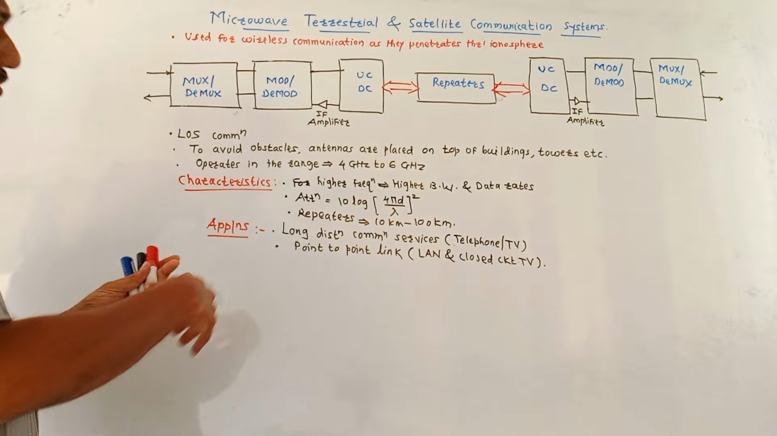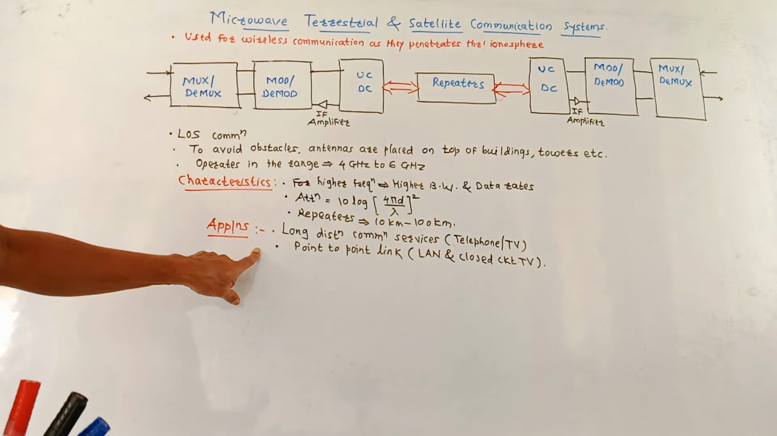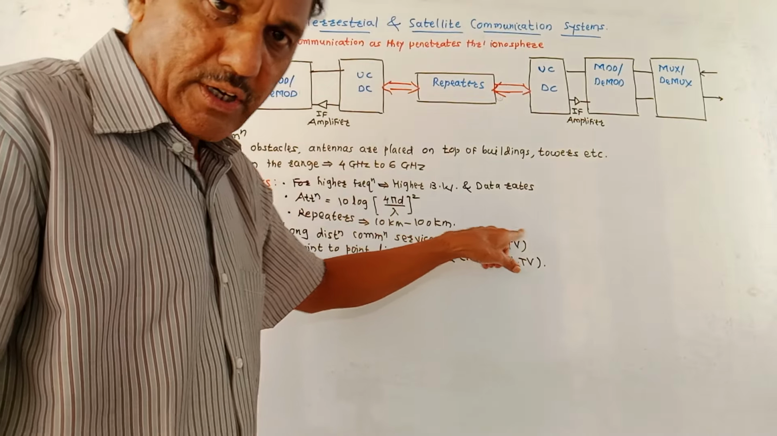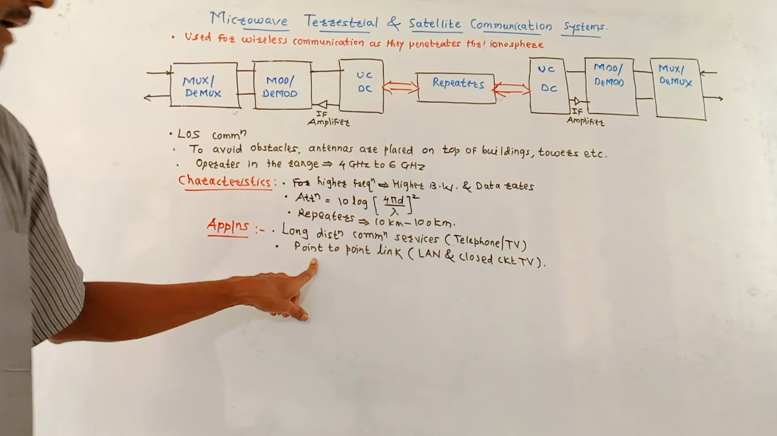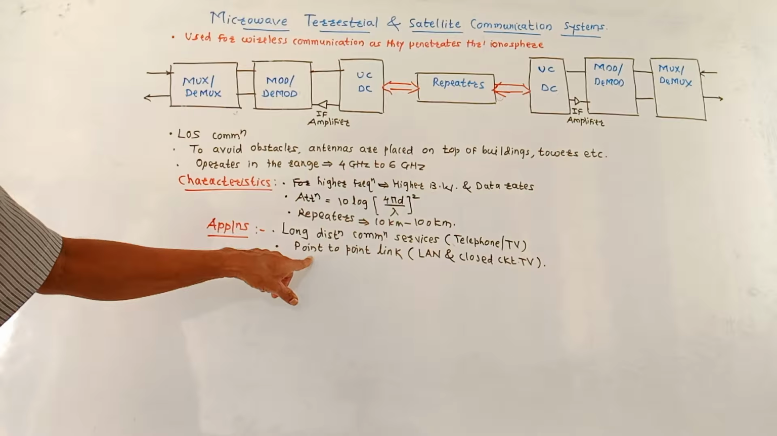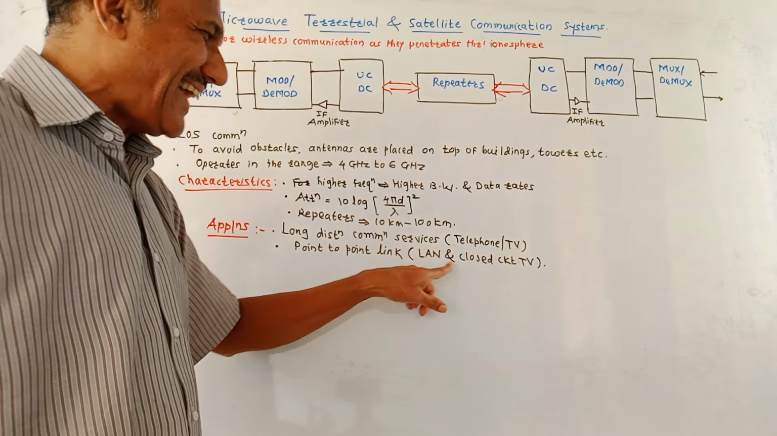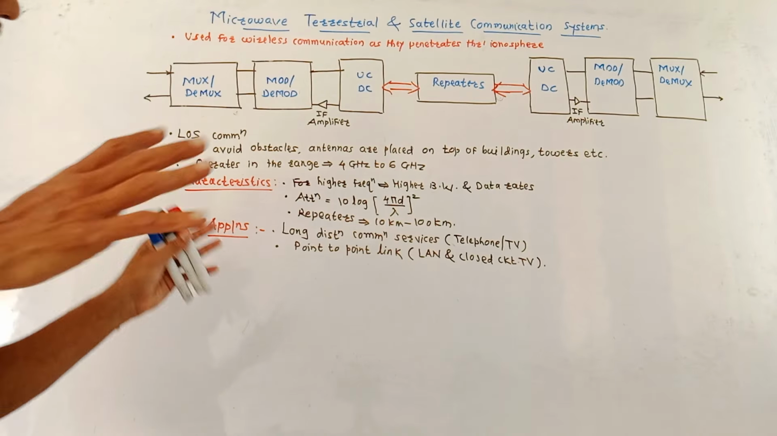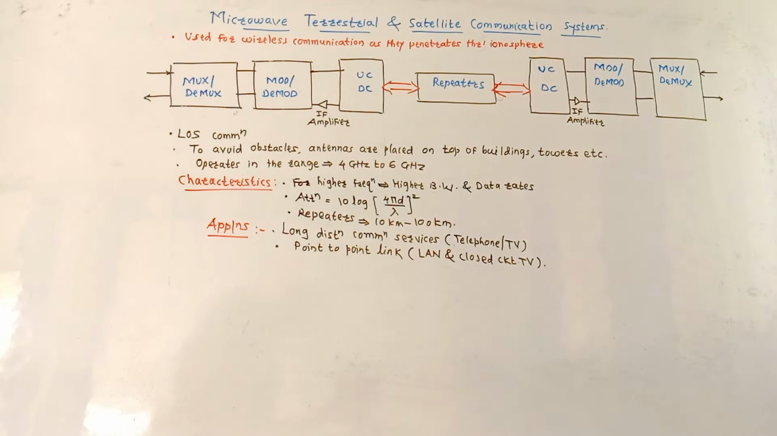Then the applications of this terrestrial communication system are long distance communication services, for example telephone and television services. Then for short distance communication, that is point to point links, for example LAN and closed circuit TV. So this is about the terrestrial microwave communication system.